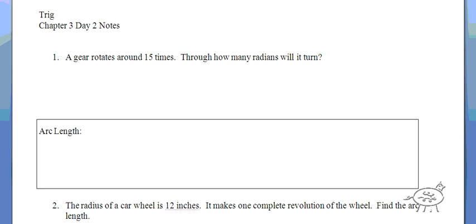Greetings, math fans. All right, this is Chapter 3, Day 2 notes. Basically what we're going to do is learn a bunch of different applications. All right, so let's start with the first problem here.